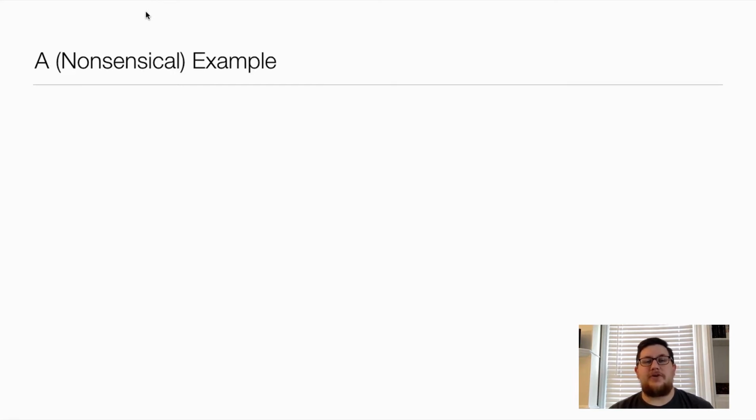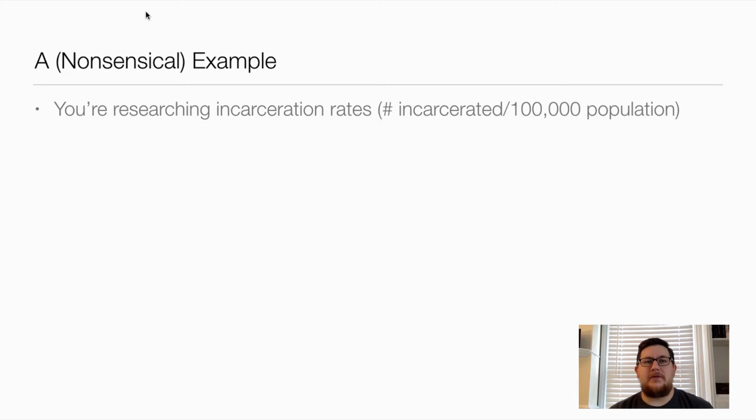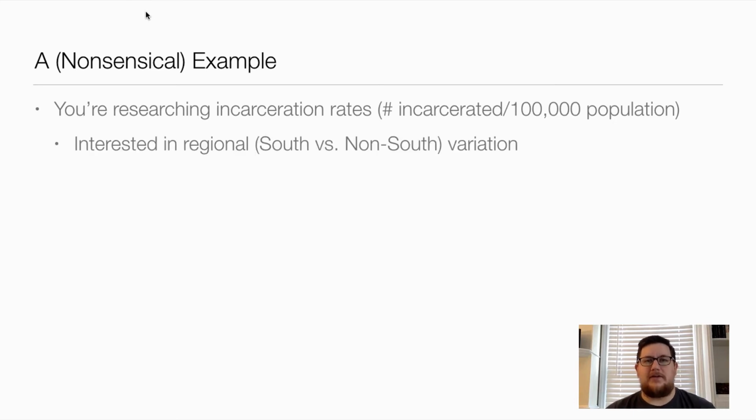So starting off with our nonsensical example. Let's say you're researching incarceration rates, right? So incarceration rates are typically defined as the number incarcerated per 100,000 population. So the Prison Project has a lot of good data on this. I went and pulled up data, the rate for each state in the country. Now, let's say you are interested in regional variation, and we're just going to define regions very bluntly here as South versus non-South.